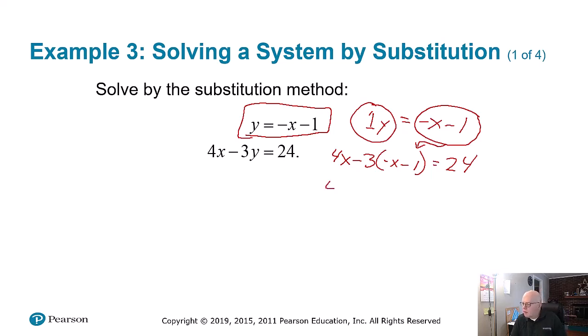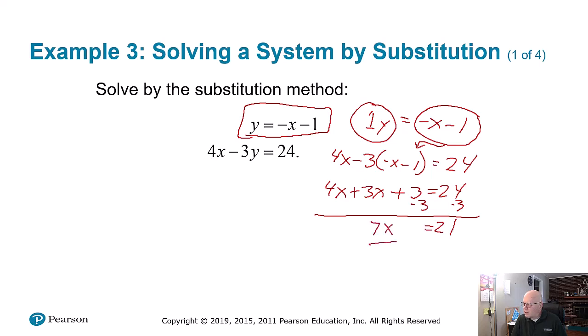So you'll have 4x plus 3x plus 3 equals 24. Subtract 3 from both sides. I'll give you a 21 over here. You have 7x left over here. Divide both sides by 7. And there is your x value.